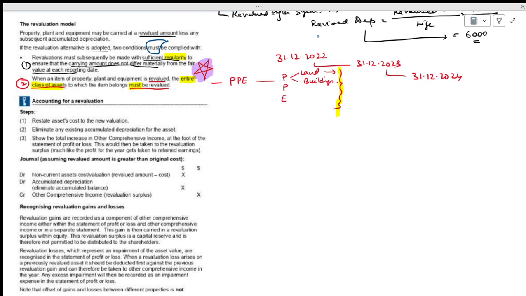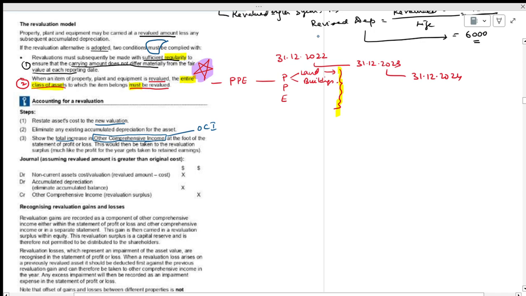Restate, you have to revalue the cost to new value, new valuation. First thing, you eliminate any accumulated depreciation. If you don't take depreciation, what happens? Eliminate any accumulated depreciation. Then show the total increase. Where we are going to show it? We are not going to show in the normal income statement. We are going to show where? We are going to show in OCI.